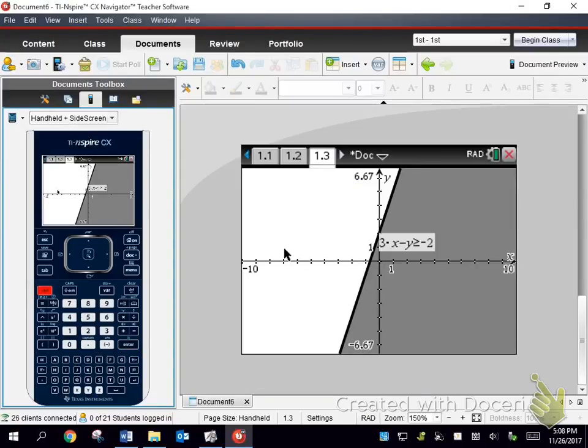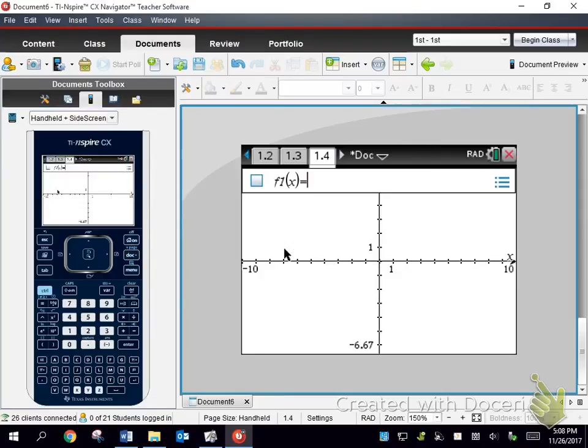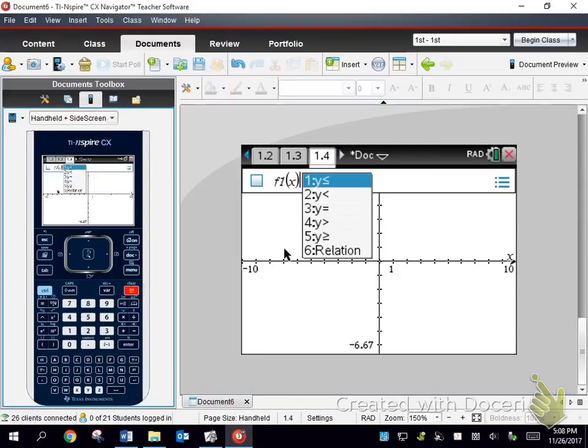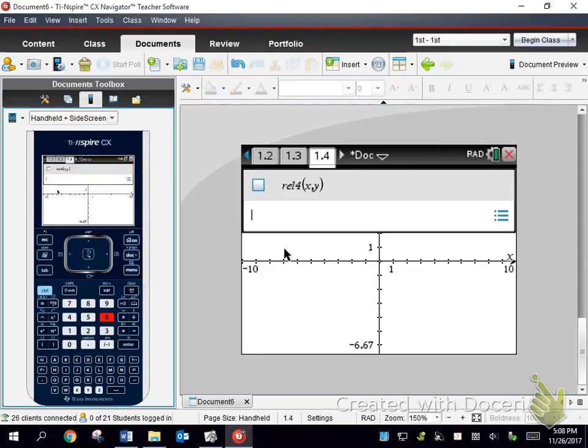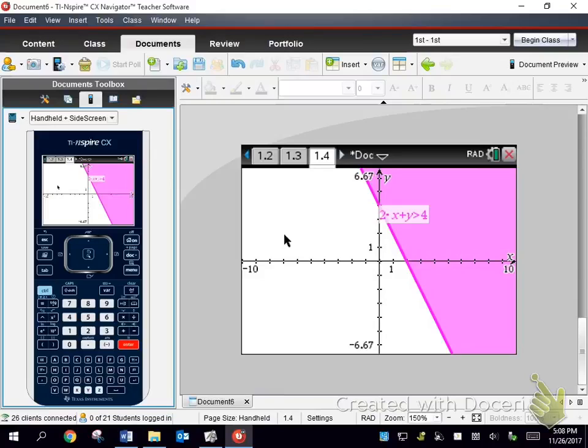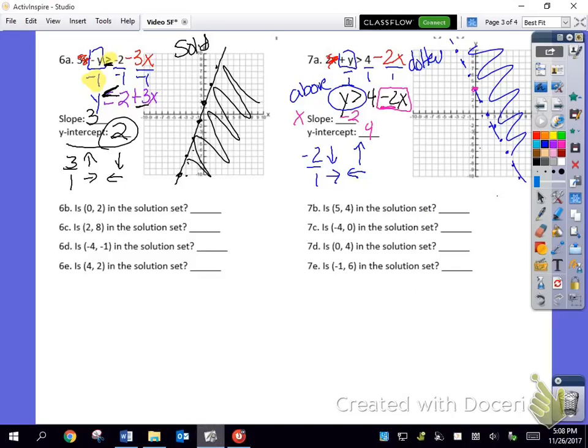Oh, I just noticed a question on there that I didn't answer. Remember, backspace and go to relation. The original was 2x plus y, and then Control equals, greater than, and then 4, enter. And that is correct. That's what I have. Now, I forgot to answer these questions, so we'll go back and answer these questions.